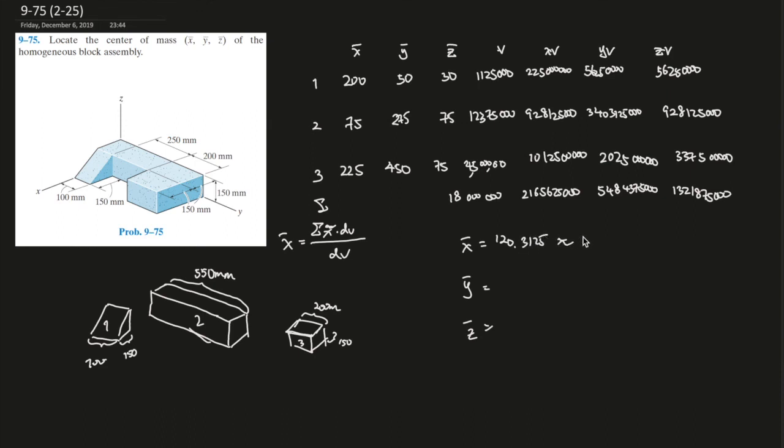120.3125. Round to 3 digits, that would be 120 millimeters. And now for y, this number divided by 18 million, that should give you 304.6875. Round to 3 digits, that would be 305 millimeters. And for z is 73.4375, and rounded to 3 digits, that would be 73.4 millimeters. And this is it, right? This is the answer for this question.